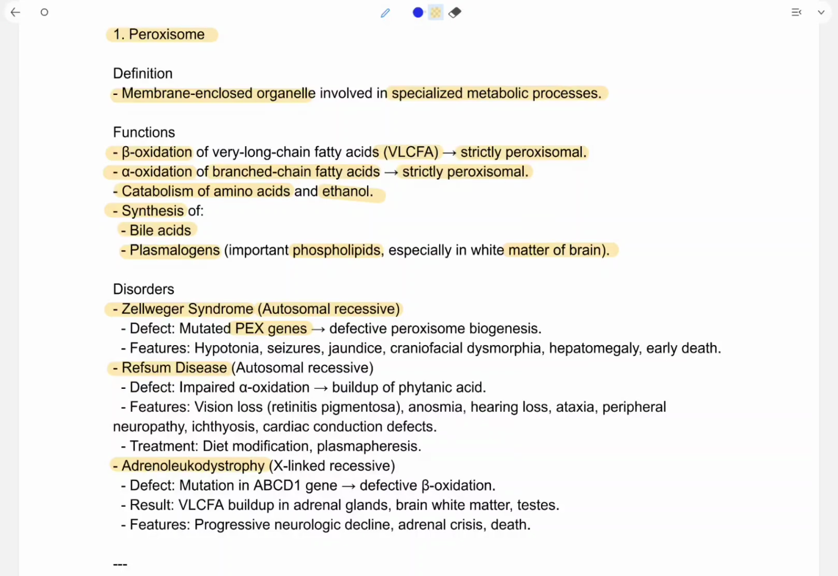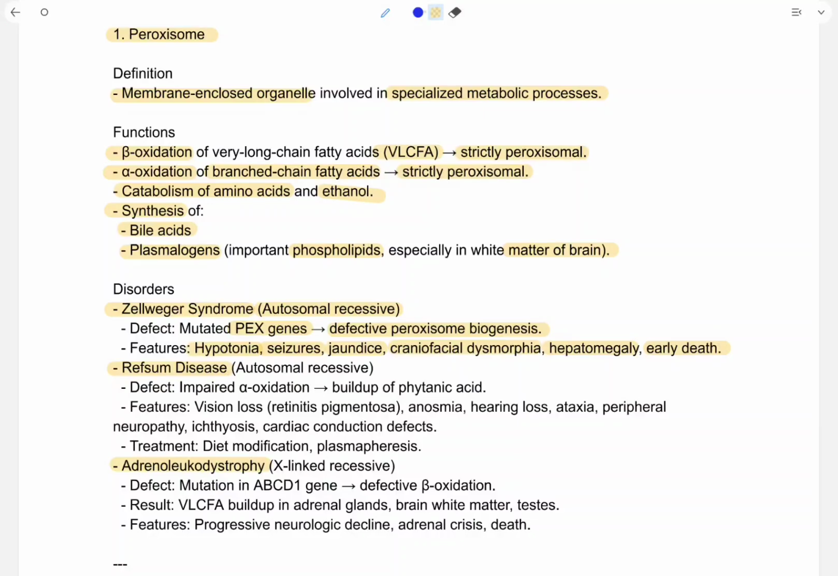This results in defective peroxisome biogenesis. Features of Zellweger syndrome are hypotonia, seizure, jaundice, craniofacial dysmorphia, hepatomegaly, and early death. These are features of Zellweger syndrome.